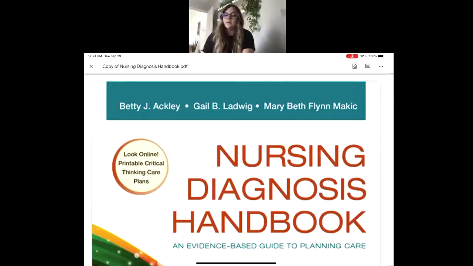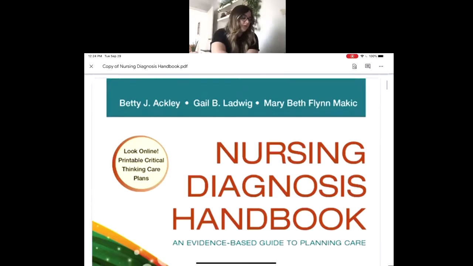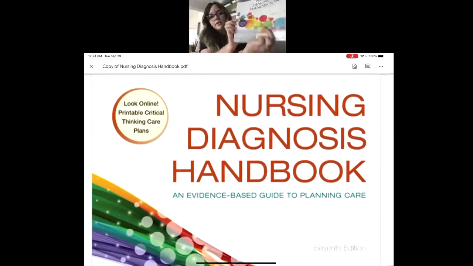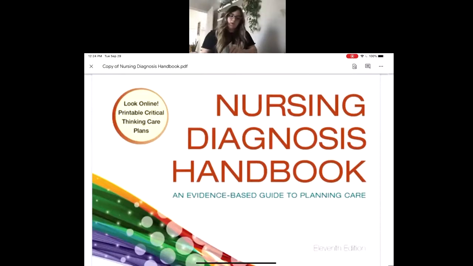So here's what that book looks like. I have a PDF version of the 11th edition, but then I have the 12th edition right here in front of me. So the first thing you're going to do is, when you have your patient, you have their medical diagnosis. When you're working on your care plans, you're going to want to come up with nursing diagnoses. And any of them in this book are totally fair game. Coming up with your own, a lot of clinical faculty won't accept that, and you're going to want to use the NANDA ones, which is what's in this book.